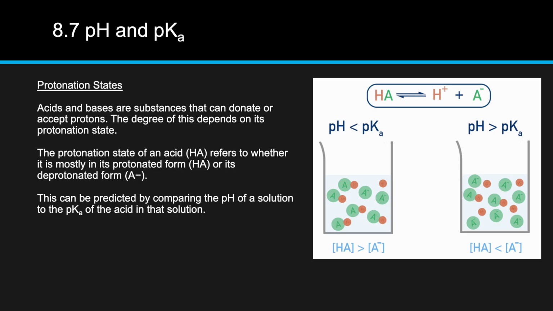The pH compared to pKa determines which of those forms is going to dominate over the other. So if pH is less than pKa, then you have more of your acid than you do of your base. If pH is greater than pKa, then you have more of your base than you do your acid. And with that comparison, it's going to let us predict whether an acid is going to hold on or release a proton in a given solution.